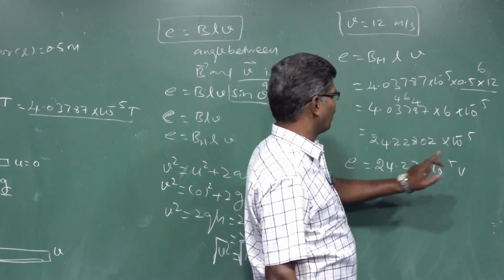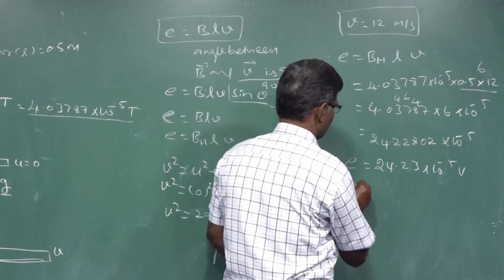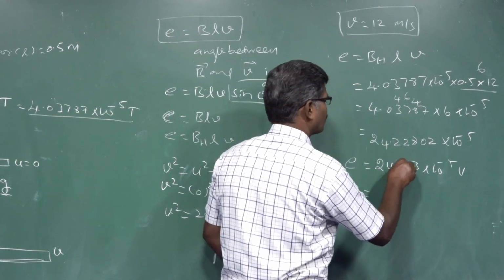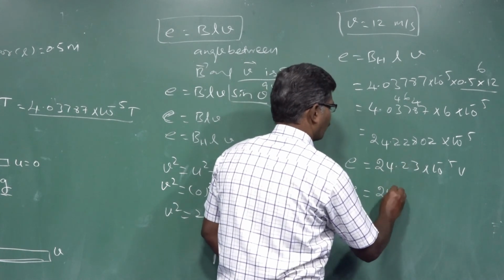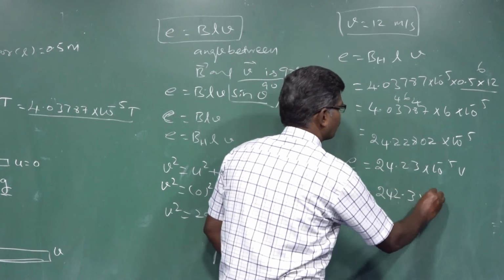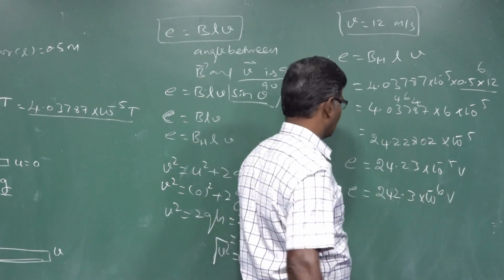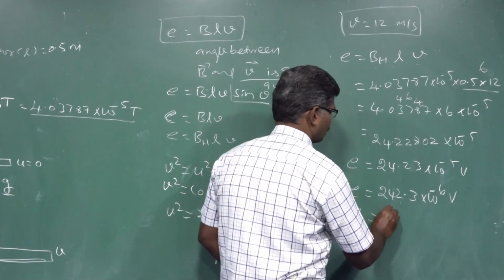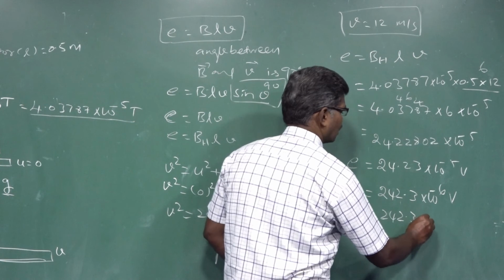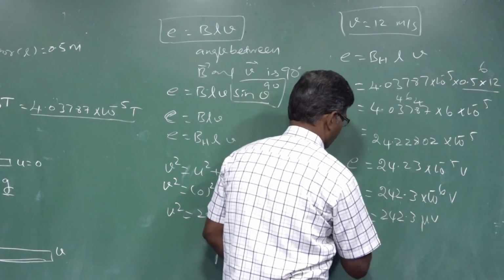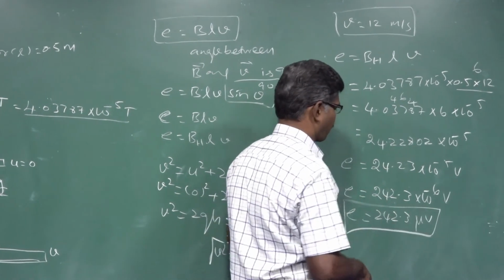Suppose we change the power. If you move the decimal point here, that is equal to 242.3 into 10 to the power minus 6 volt. Then it is equal to 242.3 microvolt induced. The EMF induced in the rod.